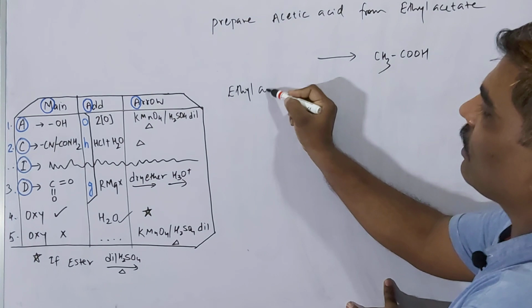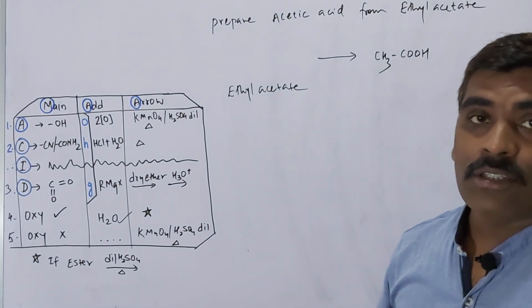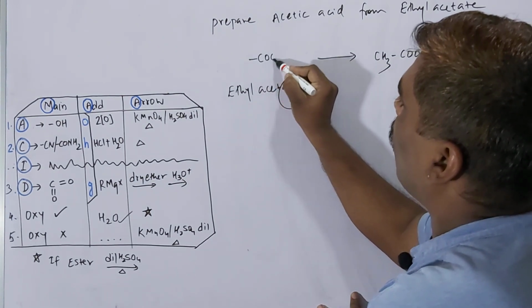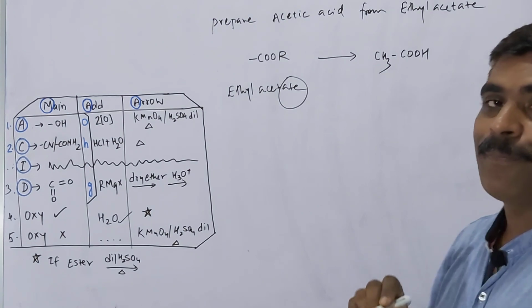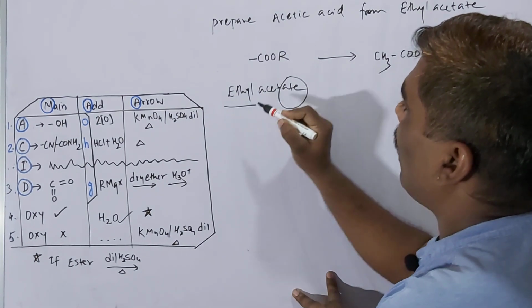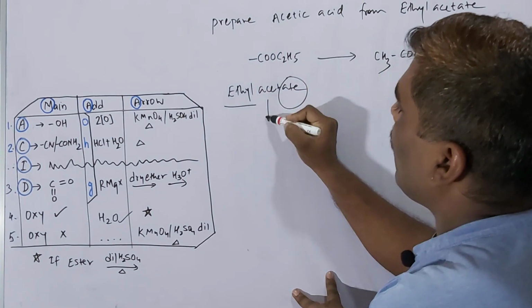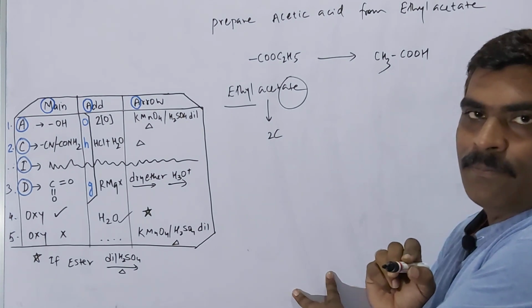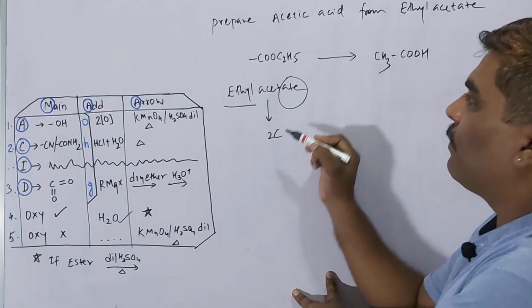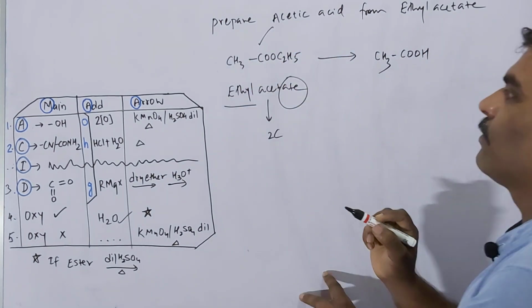Ethyl acetate is an ester, and an ester is COOR. What is R? Alkyl. Which alkyl? Ethyl. So here we write ethyl, and "acet" means 2 carbons. Ethyl is done, and since acet means 2 carbons, 1 carbon is there and 1 more carbon is here.